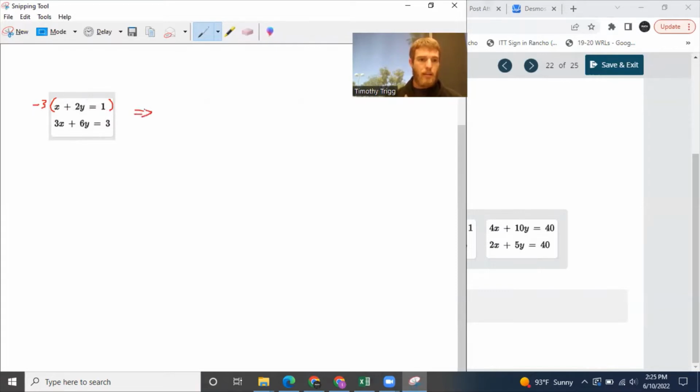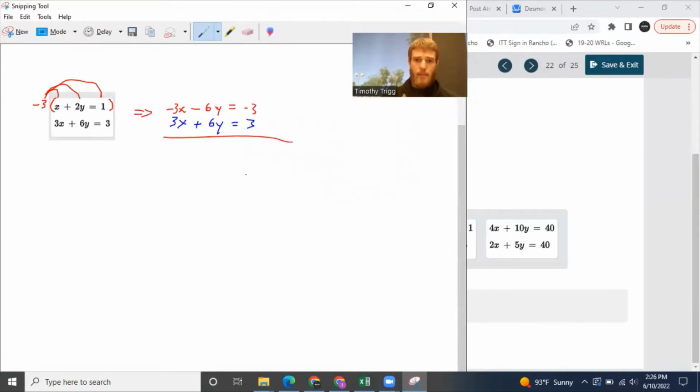So what will my top equation look like? Well, I'm going to go ahead and distribute this -3 here into every term, giving us -3x minus 6y equals, and then -3 times 1 is -3. The bottom equation didn't need to change. You just keep it as 3x plus 6y equals 3. Whoops, I made a mistake actually. Probably some of you caught that. That should have been a 6y.